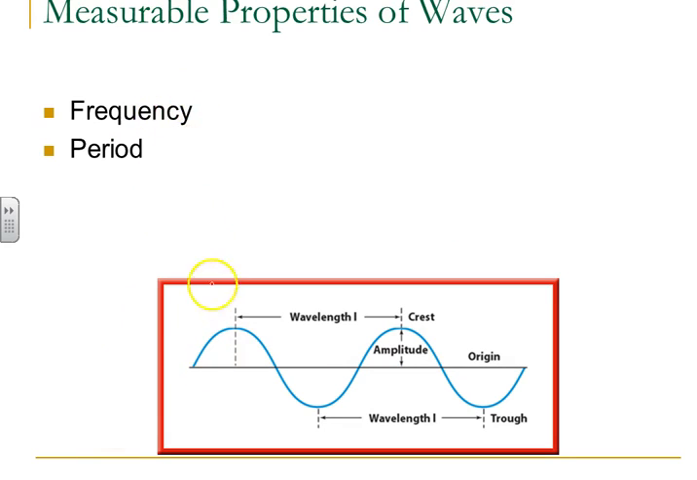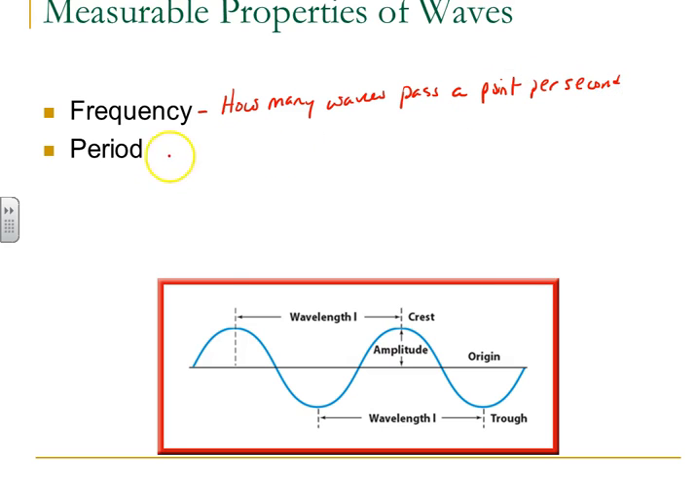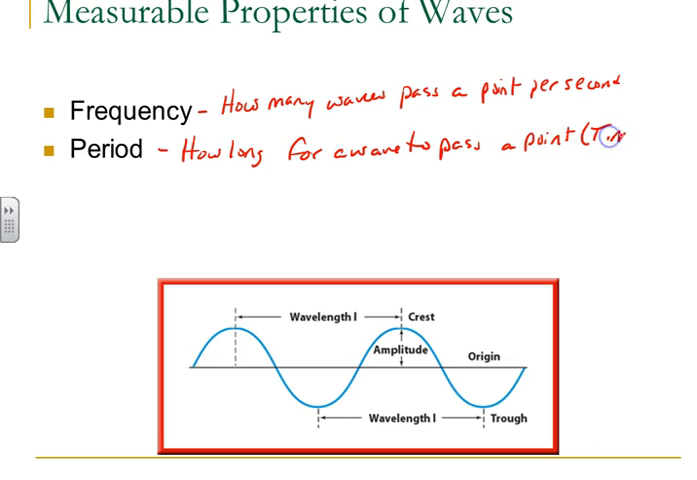Okay, the frequency and the period. Frequency is how many waves pass a point per second. Period is a similar idea, but period is how long for a wave to pass a point. This is a time.